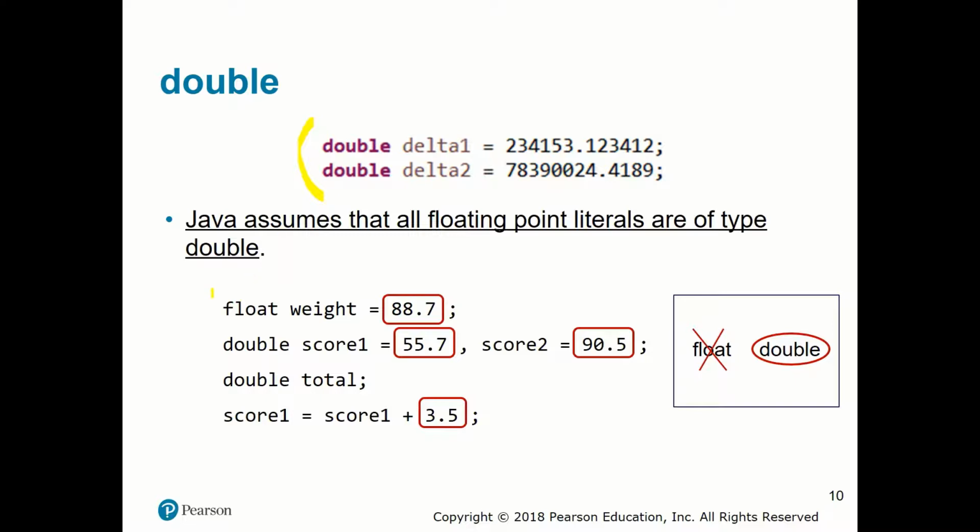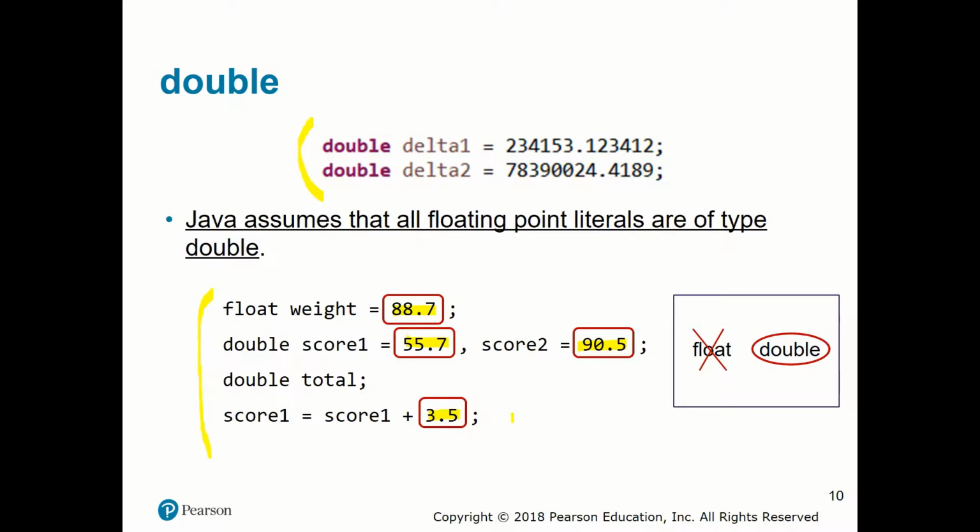Let's look at this code. In this code, there are four floating numbers: 88.7, 55.7, 90.5, and 3.5. What types are these? These four numbers are double type. If there are floating point numbers in the code, the computer considers they are double data type.